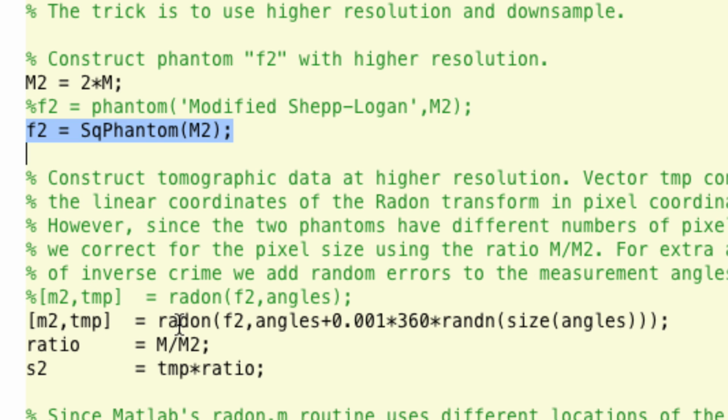Then we use the radon command for the higher resolution data, using the same angles. But to add more errors to the data, to really avoid inverse crime, I'm also putting random error to the angles themselves, meaning that maybe our tomographic machine is vibrating a little bit, or we are not really measuring along the same lines, to make some modeling error into the data. So then let's record the ratio between our two data sets.